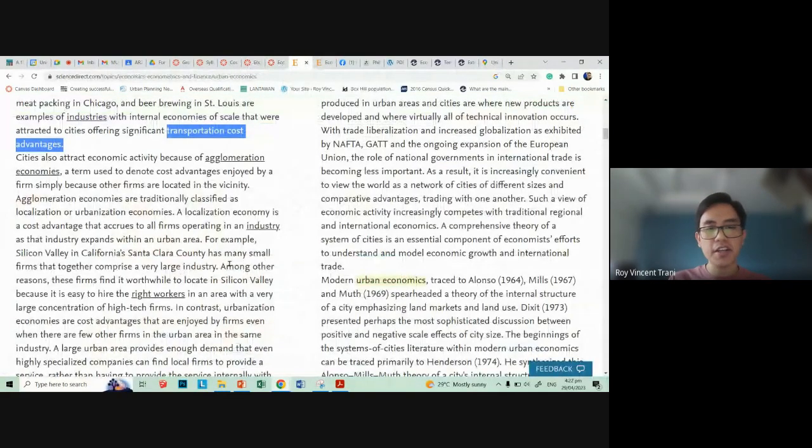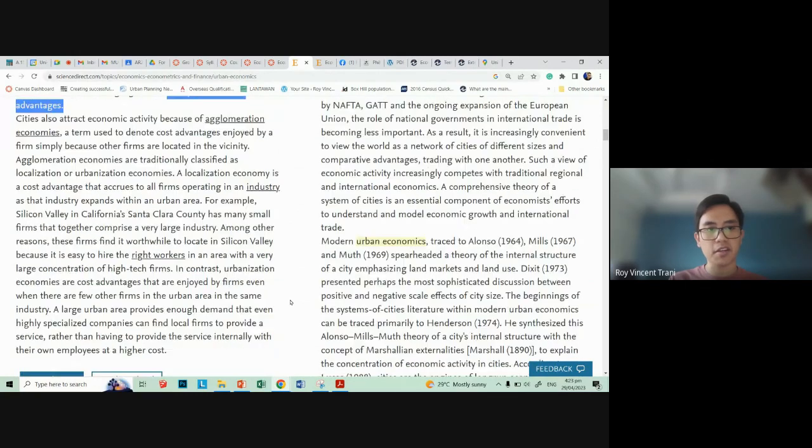Another example here is Silicon Valley in California's Santa Clara County, which has many small firms that comprise a very large industry. Among other reasons, these firms find it worthwhile to locate in Silicon Valley because it is easy to hire the right workers in an area with a very large concentration of high-tech firms. In contrast, urbanization economies are cost advantages that are enjoyed by firms even when there are few other firms in the urban area in the same industry.